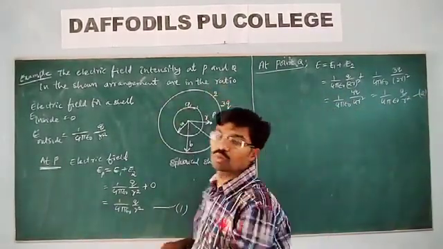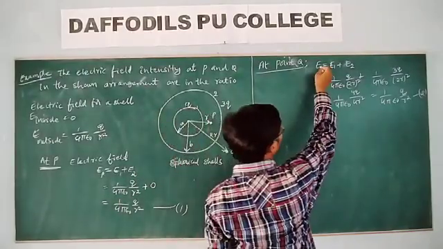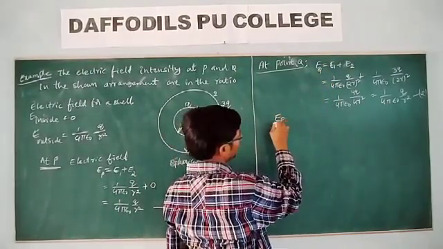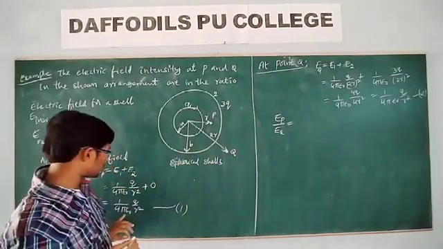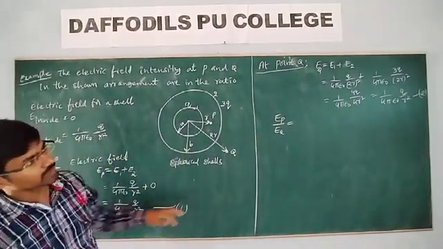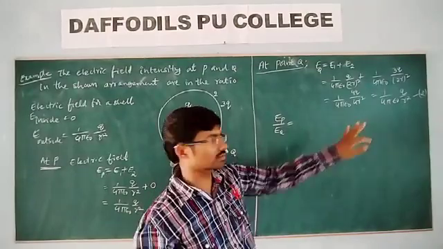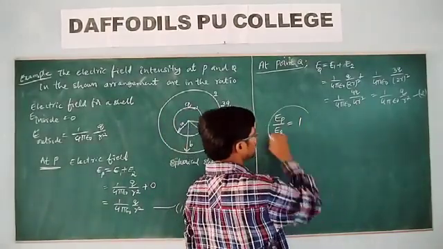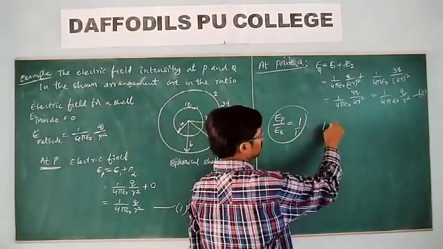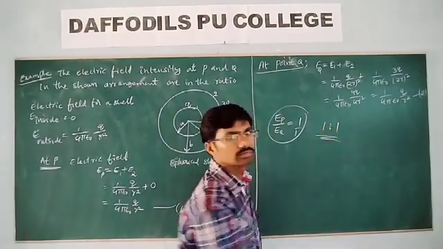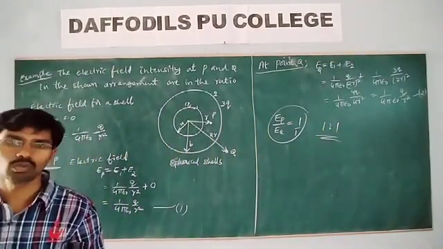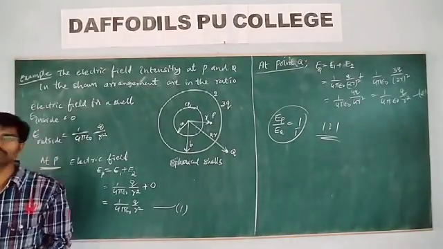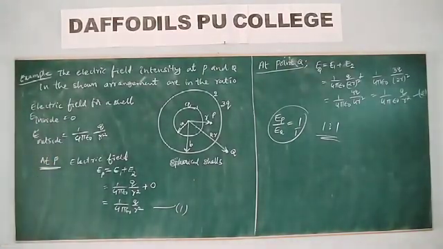They are asking the ratio. What is the ratio? At point P and at point Q, EP by EQ is equal to, here look at this one, 1 by 4 pi epsilon naught q by R square, and that is also 1 by 4 pi epsilon naught q by R square, and so it is 1:1. We just need to see the concept. We should know what the electric field equation will be inside and outside, that we have to know here.